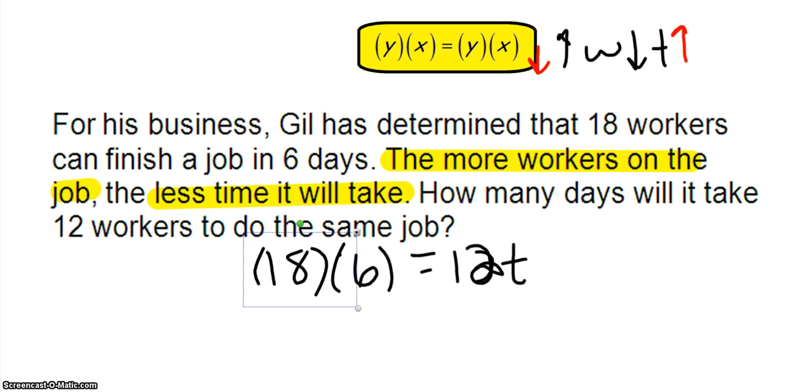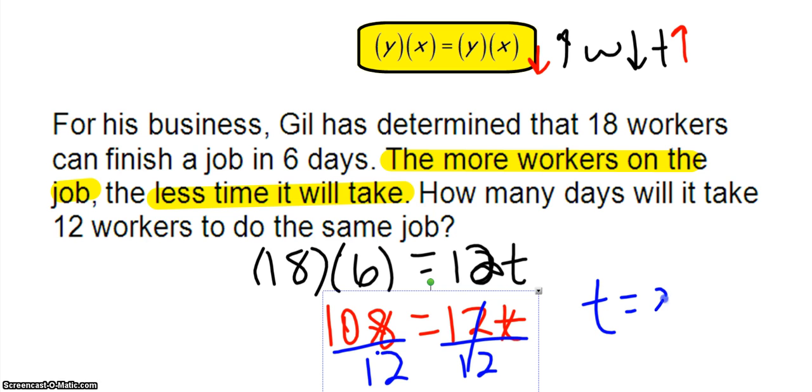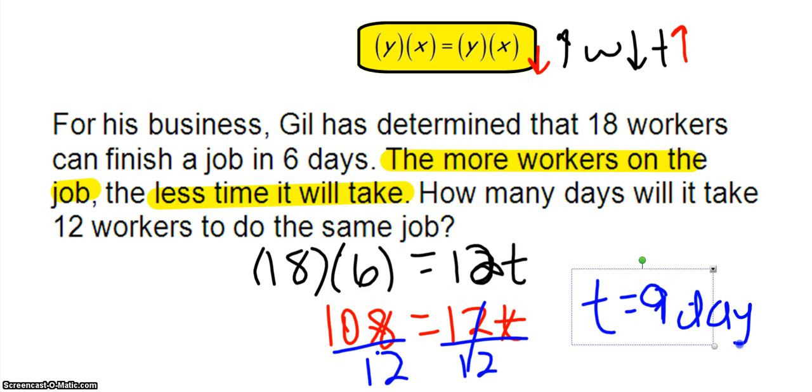Alright, so let's type in 18 times 6. On your calculator, you get 108. So 108 is equal to 12t. I cannot write today to save my life. Alright, next step is to divide by 12. So 108 divided by 12 equals 9. So t equals 9. So it should take them 9 days.